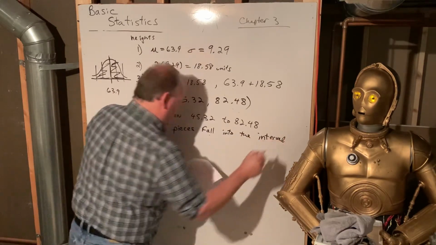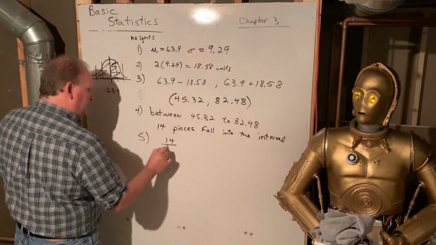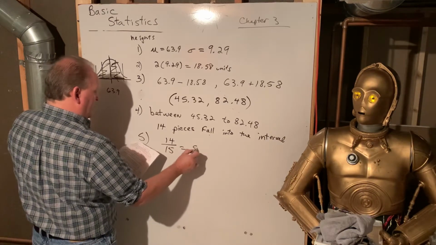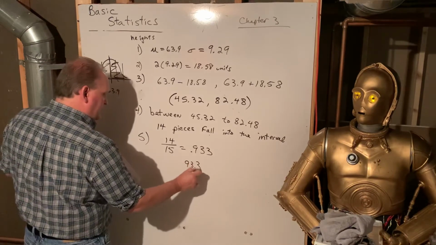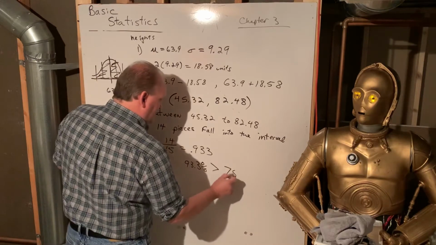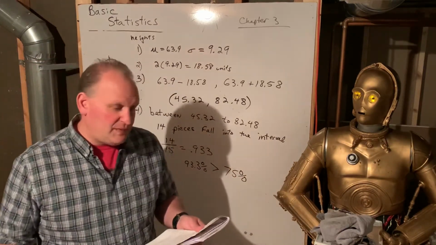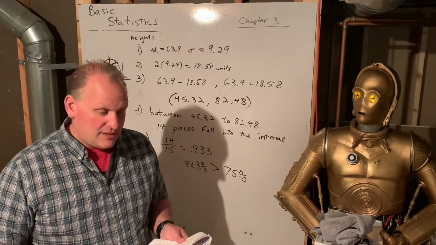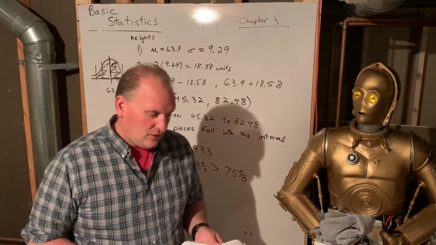And so now let's do a proportion here. 14 of the 15 pieces, 14 divided by 15, is 0.9333. So 93.3%, which is greater than 75%. And so Chebyshev's rule was it would just be greater than 75%. And it is. 93 is bigger than 75. So it holds true for that.